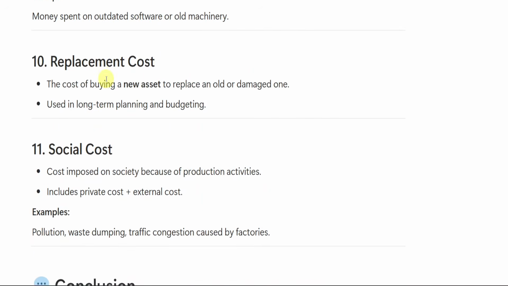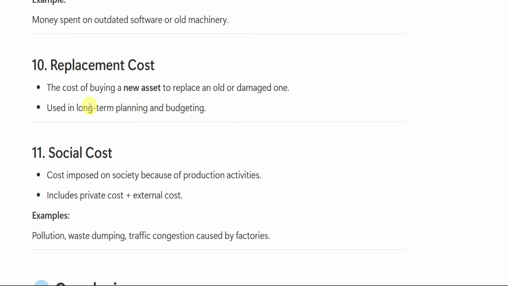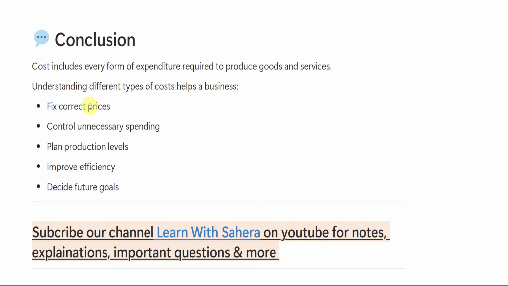It is not that only these 10 are important. If not 10, at least write 8. That is more than enough. So students, cost simply includes all expenses for production. Understanding cost helps business fix the right price plan and avoid losses.